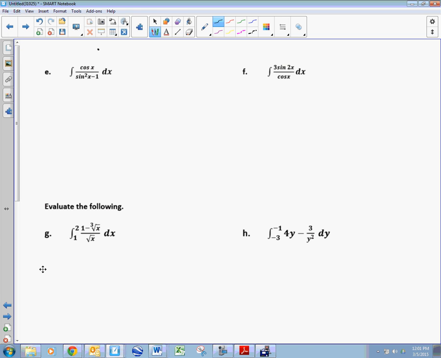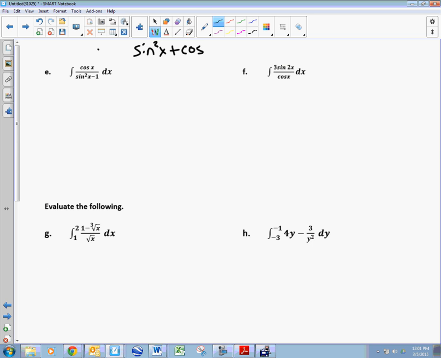Let's try a more difficult one. Letter E. What to do? Emerald has an idea. What was your idea? Make it secant squared. Won't work. You want to use the quotient rule? That's if you're taking the derivative. We're finding the antiderivative. Come on. Bo's close, but he's not right.